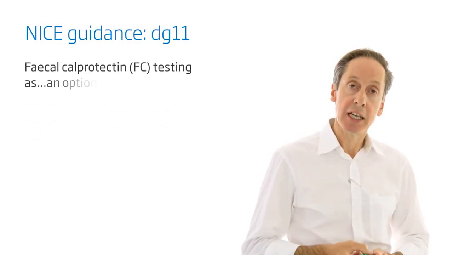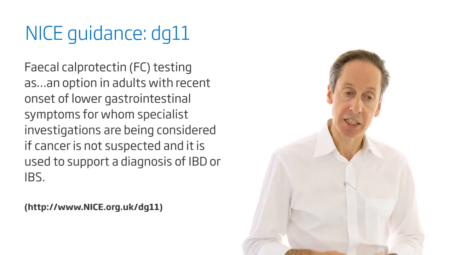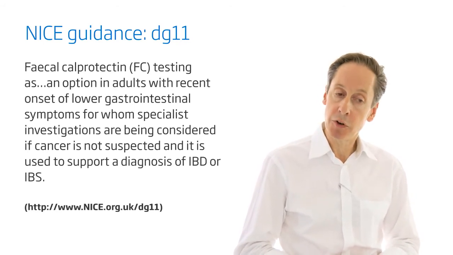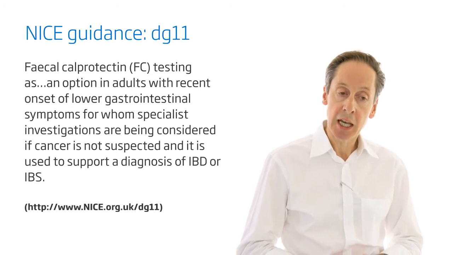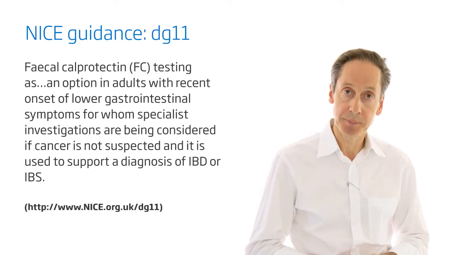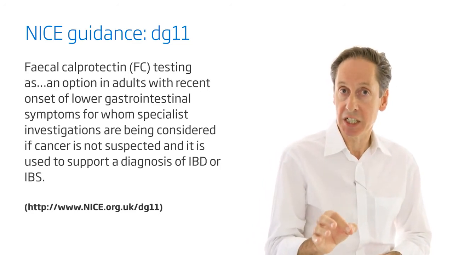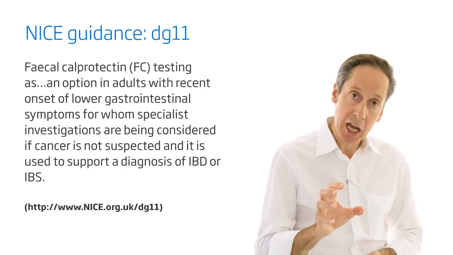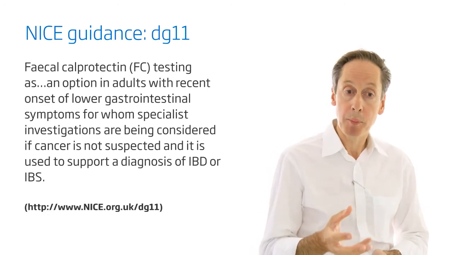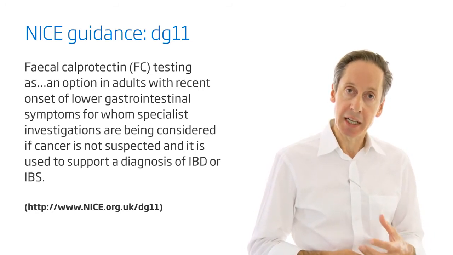NICE have recognised this and issued guidance, which is outlined as presented here. Faecal calprotectin testing can be used as an option in adults with recent onset of lower gastrointestinal symptoms for whom specialist investigations are being considered if cancer is not suspected, and it is used to support a diagnosis of IBD or IBS. The problem with this guidance is, as is always the case, the devil is in the detail. And in truth, there has up until now been very little evidence base to support a structured program for applying this guidance.